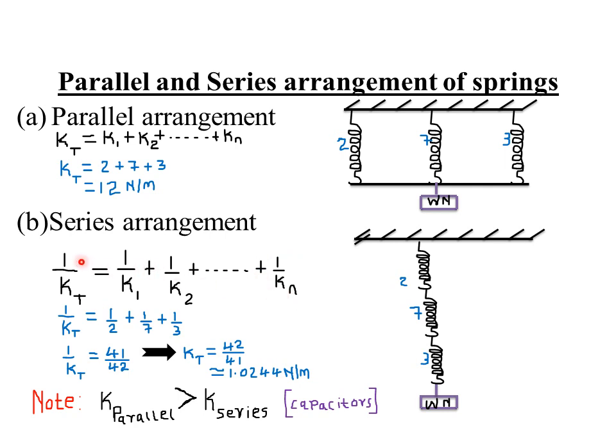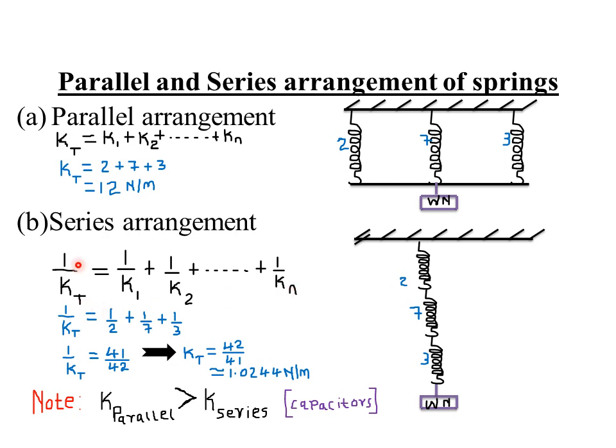So 1 over K total will be equal to 1 over K1, where K1 represents the spring constant for the first spring, plus 1 over K2, which represents the spring constant for the second spring, and so on and so forth until we get to the nth spring constant. We can look at an example here.